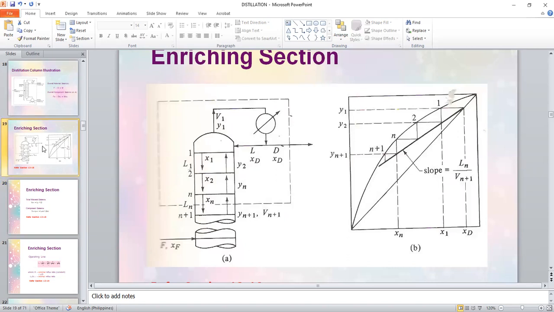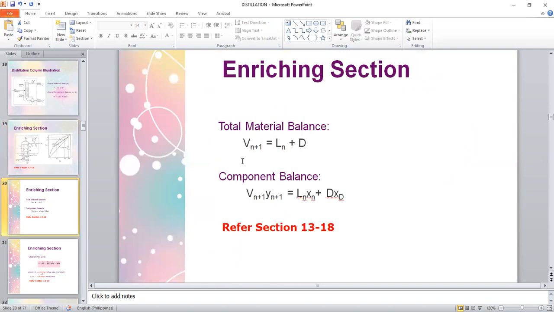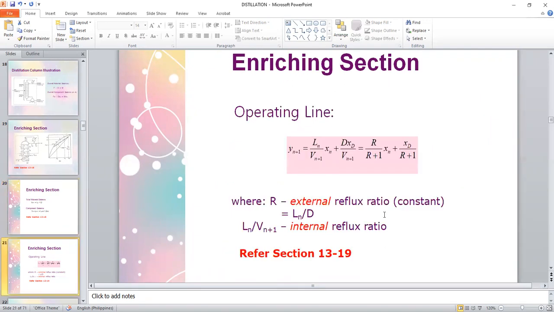If you do component balance on this total material balance done only on this section, you produce the equation for the enriching section operating line. This is it. So what you do, you just multiply these streams by their corresponding mole fractions. So for the vapor phase, you use the y. For the liquid phases, you use the x. If you isolate the y subscript n plus 1 on the left side and divide the entire equation by V sub n plus 1, this is the equation that I have jumped to a while ago. This is the equation that you have seen a while ago.